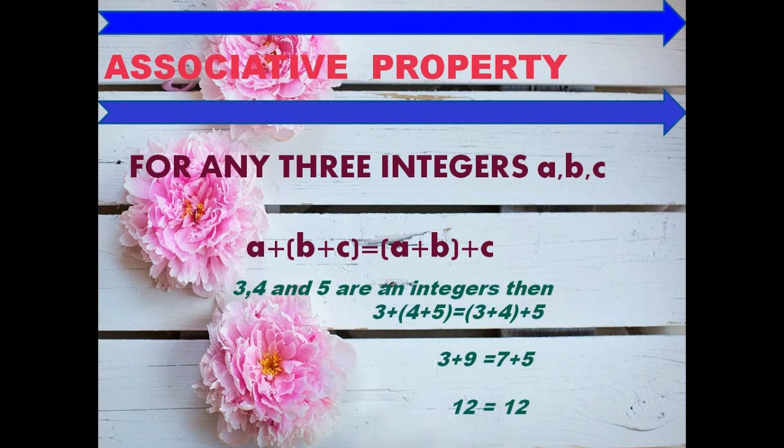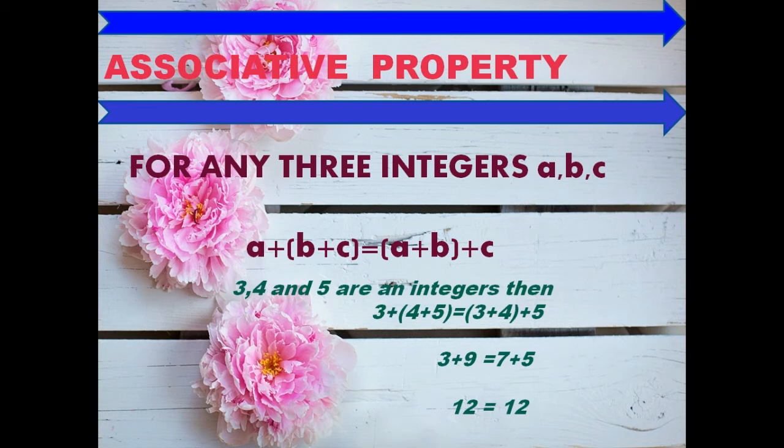First verify that 3, 4 and 5 are integers or not. Yes, 3, 4, 5 are integers. So 3 plus 4 plus 5 is equal to 3 plus 4 plus 5. In brackets on the left side we have 4 plus 5. What is the sum of 4 plus 5? It is 9. In the beginning we have 3 also, so again add those two: 3 plus 9 is equal to 12.